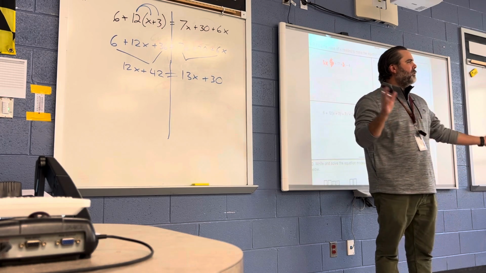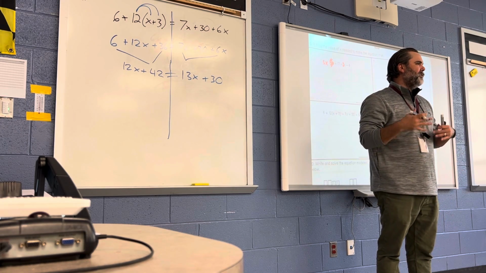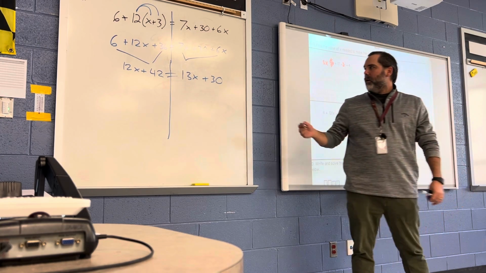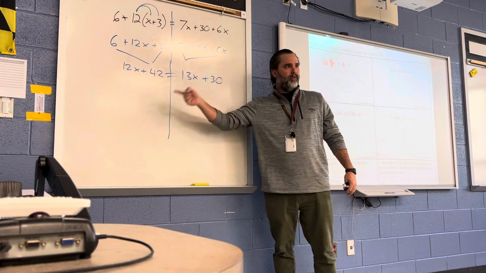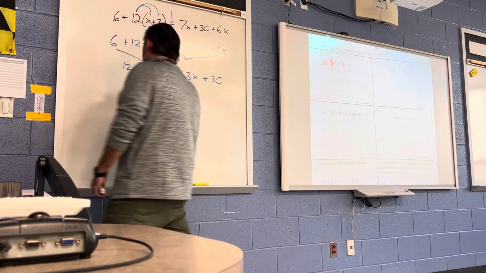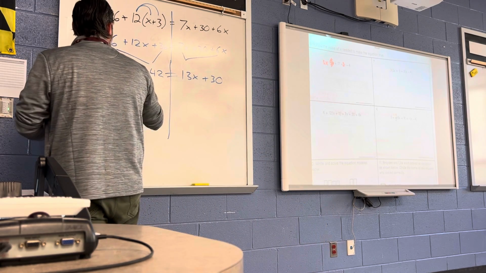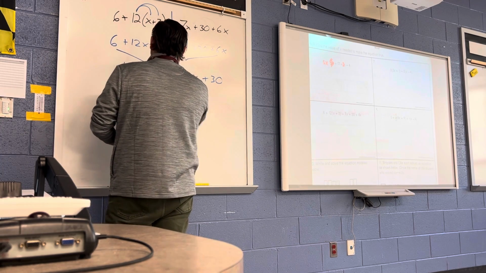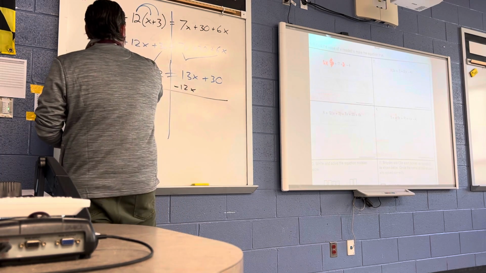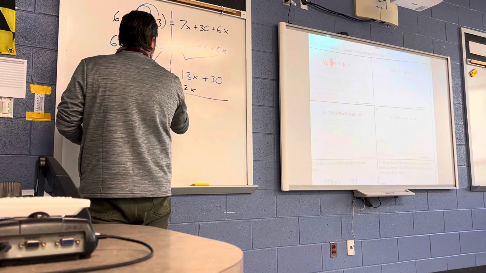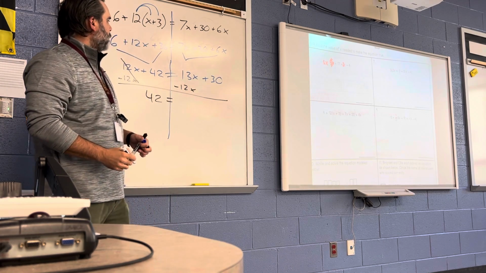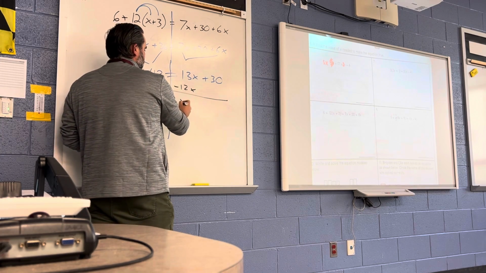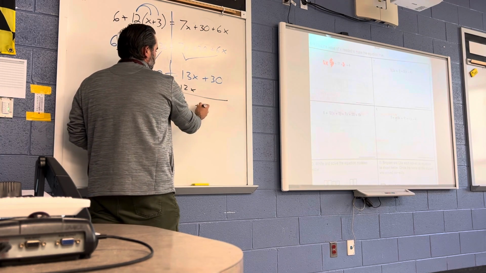Now some of you guys are starting to move constants before variables. You can do that technically, but I don't recommend it. I always recommend moving the variable. So which variable should I move? 12. So let's do minus 12x. Cancel. I get 42 equals 13x minus 12x, which is just 1x, or just x, plus 30.